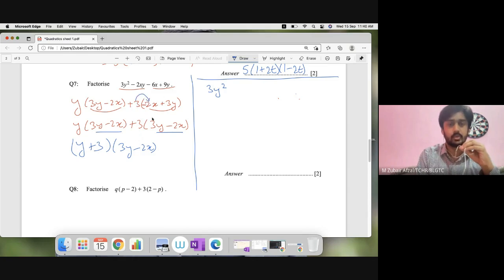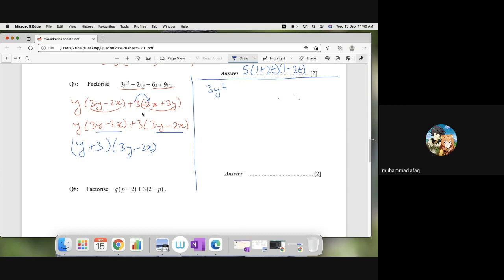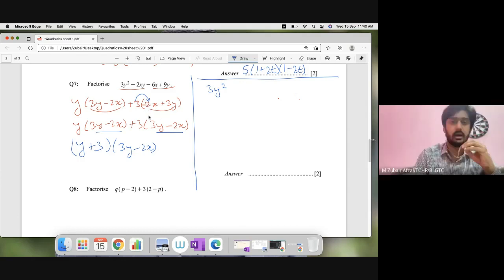3 into minus 2, what do you get? Sir, we should recheck in the paper every time, every question. Beta, after you've completed your paper, if you're left with 6-7 minutes, yes, you have to recheck. Small small mistakes are found. So are we getting minus 6? 3 into minus 2, and then 3 into 3 we're getting 9, so there's no need for the negative sign. Okay. Yes sir.